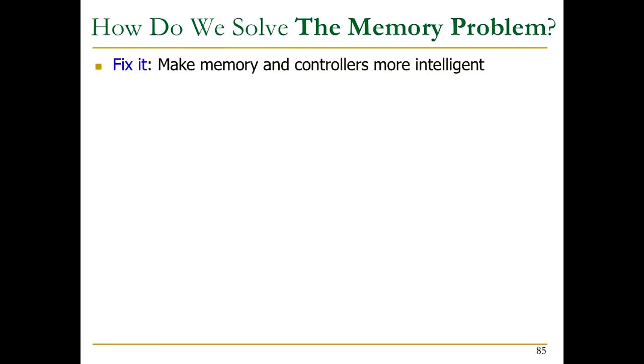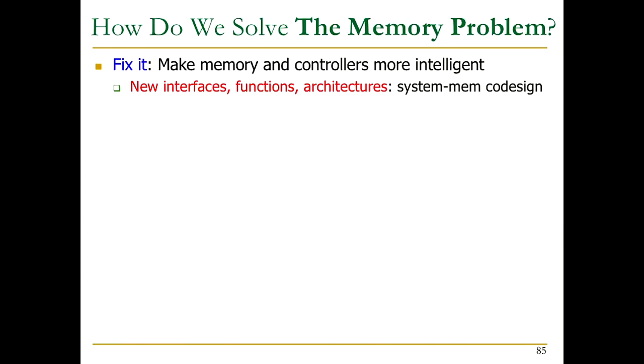One is fixing it, making memory and controllers more intelligent. That's what we've discussed, right, just now. Basically having new interfaces, new functions, and new architectures inside memory. I call this a system-memory co-design, co-designing the system and the memory, or the controller and the memory together. And that's essentially what can enable you to solve problems, but this can enable new opportunities also. And if you have a 3D-stacked DRAM, as we've discussed earlier, if you have a logic layer underneath DRAM and very high bandwidth connection, and if you can put anything in that logic layer, a processor, let's say, then you can actually do something like this.